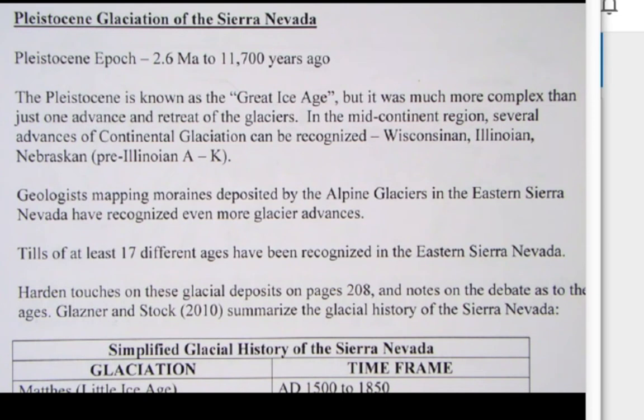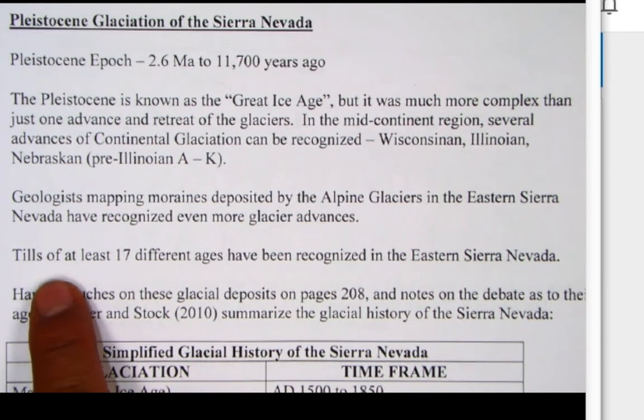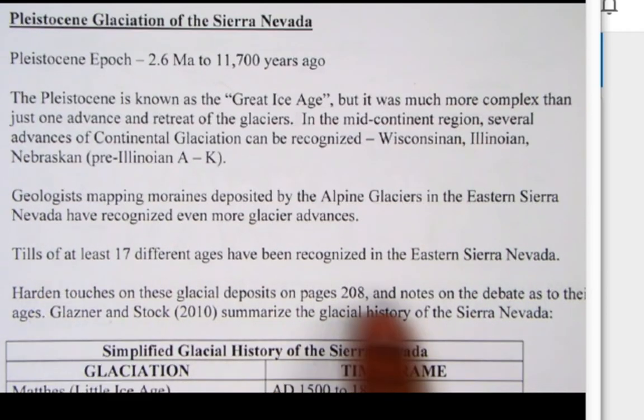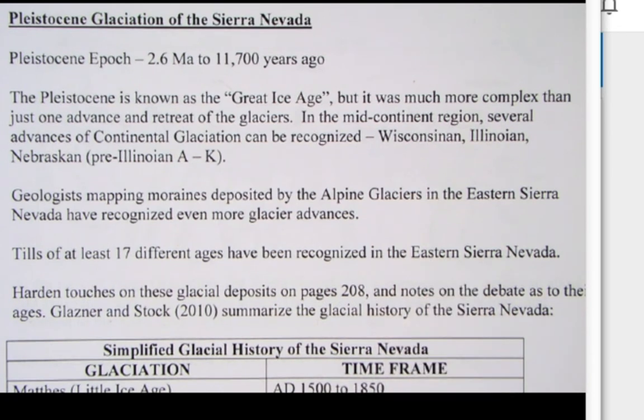There were periods where the glaciers melted back, advanced, melted back, advanced. And in the Sierra Nevada, the glaciers are smaller, so they were more susceptible to climate fluctuations. There are at least 17 different tills that represent glaciations recognized in the eastern Sierra Nevada. They get kind of complicated, and there's quite a bit of debate as to their ages.